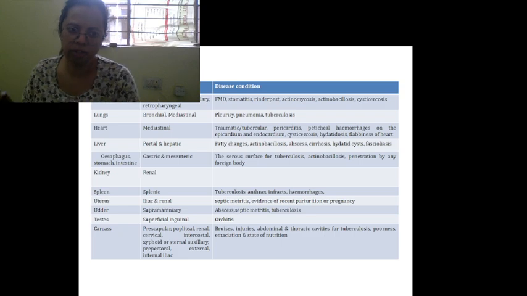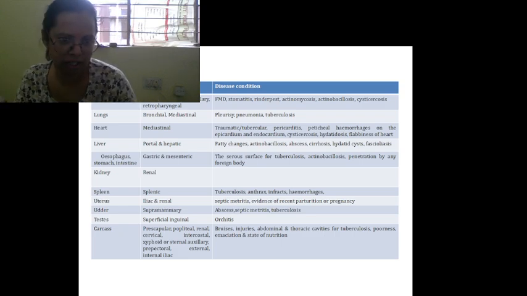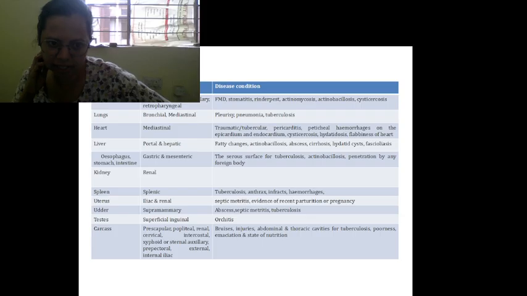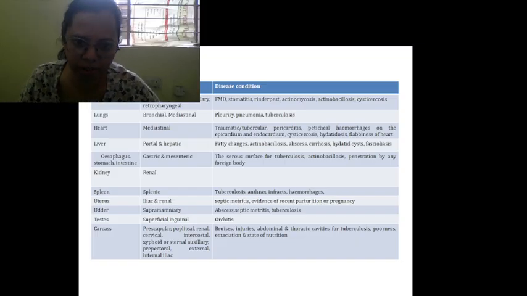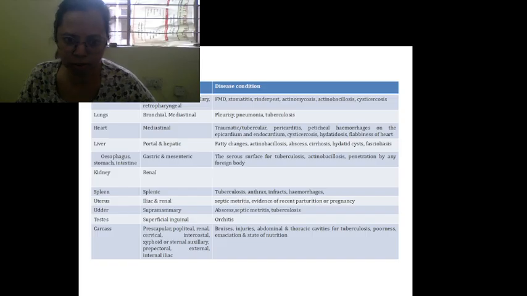In uterus there are two lymph nodes. Which are the two lymph nodes in uterus? First is iliac and second is renal. So what does it show? The aberration of the iliac and renal lymph node shows septic metritis, evidence of recent parturition or pregnancy. Then there is the supramammary: abscess, septic metritis, tuberculosis, and in testes we have superficial inguinal: orchitis.